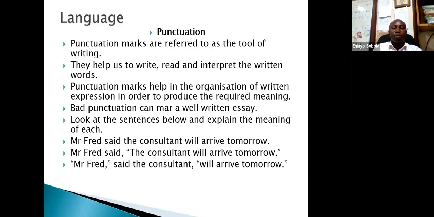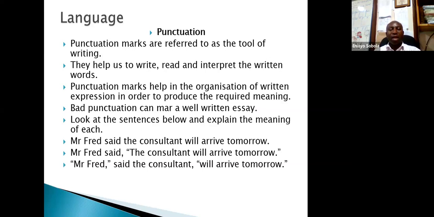Aside from grammar, we also have punctuation. Punctuation is another powerful tool of writing. And we can say that punctuation helps us to write, to read, and interpret the written information. They help us to write, they help us to read, and also to interpret written information or words.